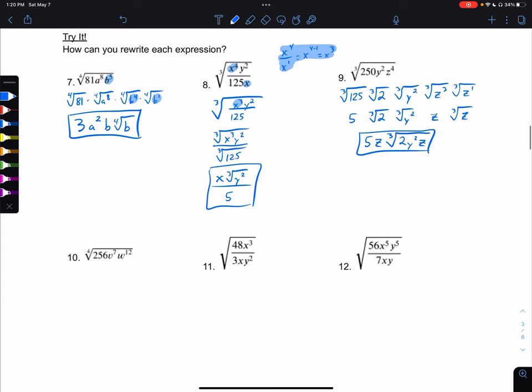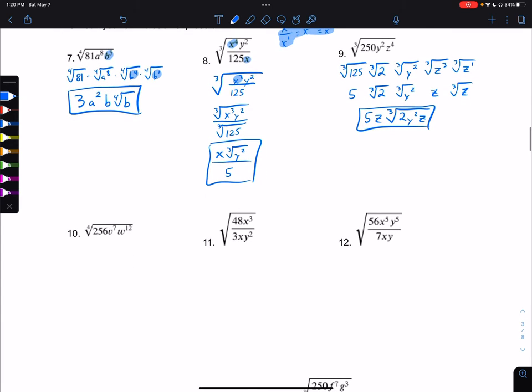All right, moving right along. Number 10, the fourth root of 256. So what we have here, 256 is a perfect fourth root. You'd have to look at your list, but just take my word for it.